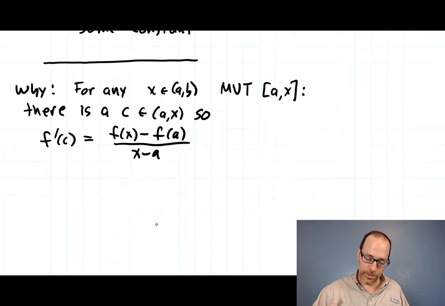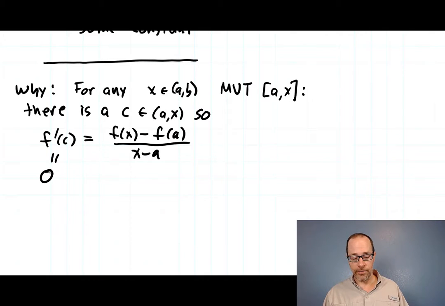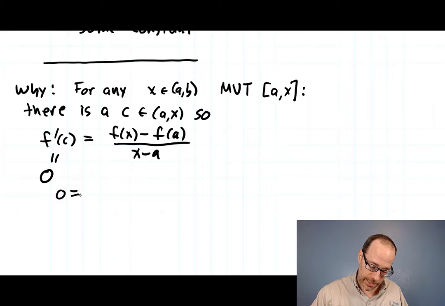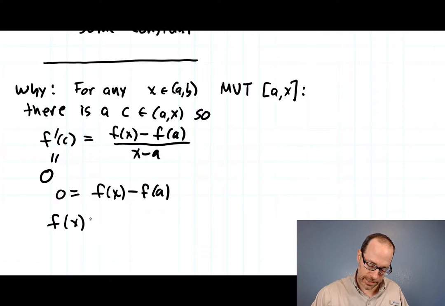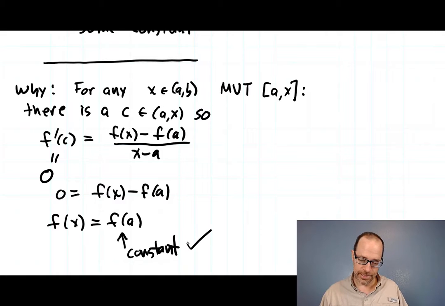But we were assuming here that our function had 0 derivative everywhere. So now you just multiply by x minus a on both sides and you get this. But that's the same thing as saying f of x is the same as f of a. And whatever a is, this is our constant. And x, it can be any x, will still be that same value, f of a. And that's why this result works.